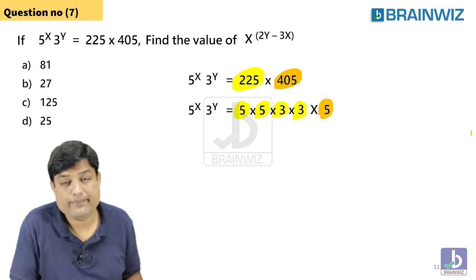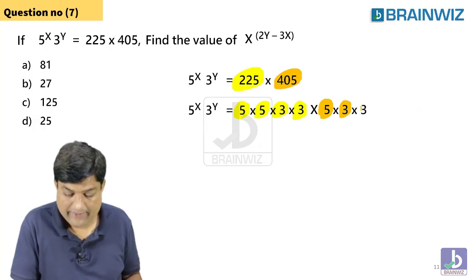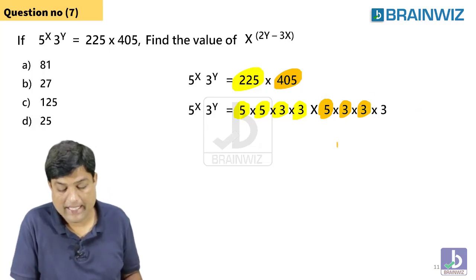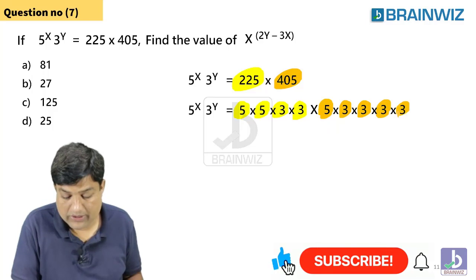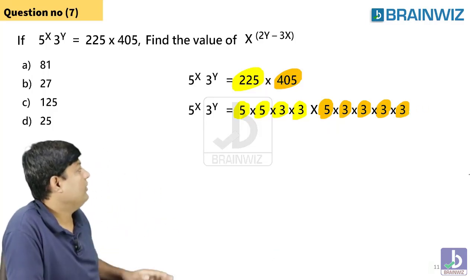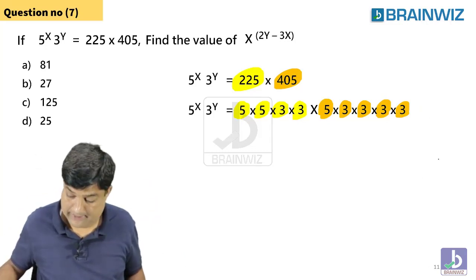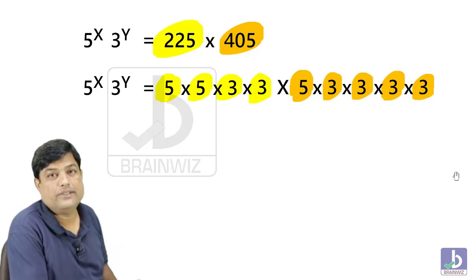That is 5 multiplied by 81. 81 is 27 into 3, 27 is 9 into 3, and 9 is 3 into 3. So this is how we have expanded 225 and 405. I believe you all have understood this, guys.